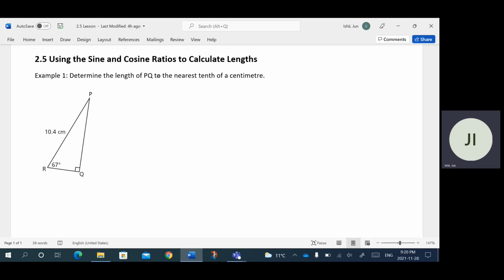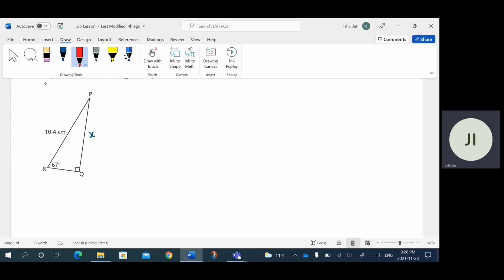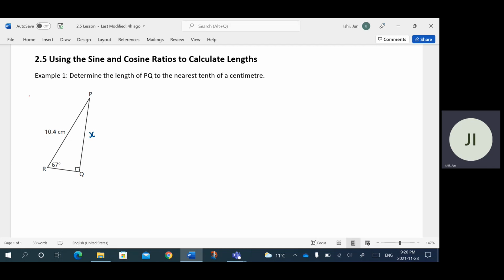All right. So determine the length of PQ to the nearest tenth of a centimeter. Okay, so PQ, P to Q, is this length here, so I'm just going to label it x. All right, so again, the first step is to label our sides. Across from 90 degrees is my hypotenuse. Across from the angle that we're working with is my opposite side. And I'm not going to label the adjacent side because it's blank. So let's take a look at SOHCAHTOA and choose the correct ratio.